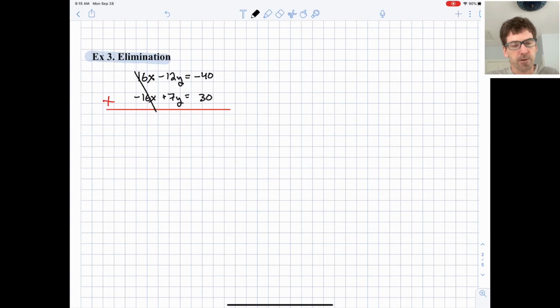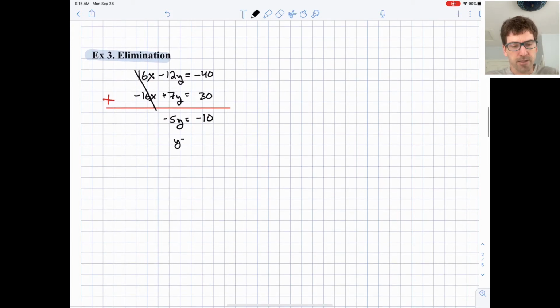A negative 12y plus 7y is negative 5y, and a negative 40 plus 30 is negative 10. Divide through by negative 5, y is equal to 2. Okay, and then we still need to solve for x. We're going to take that 2 and plug it in for y in either of my equations. I'm going to choose the top one.